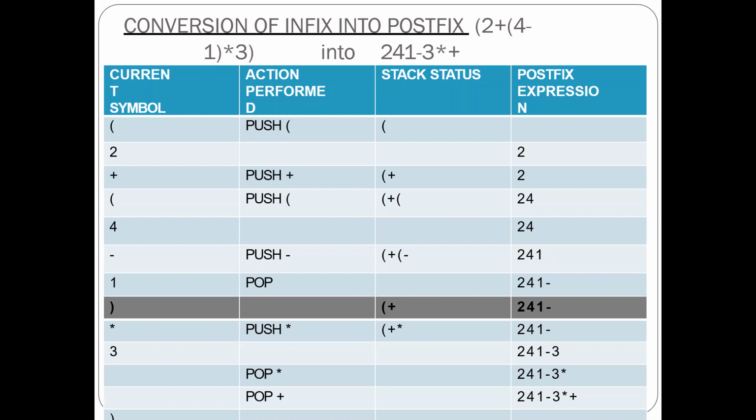So see here, this is the infix to postfix conversion. This is the expression I have taken, like 2 plus 4 minus 1 into 3, with some parentheses present here. The output should be 2 4 1 minus 3 into plus. This is the postfix format. Here I have taken an example of integer data, but they can ask you about character data also. So always you have to make a table this way: current symbol, action, then the stack status and the postfix expression.